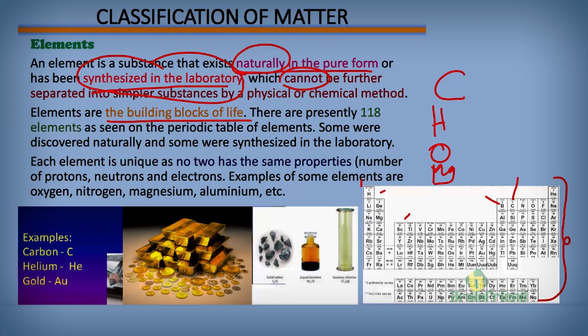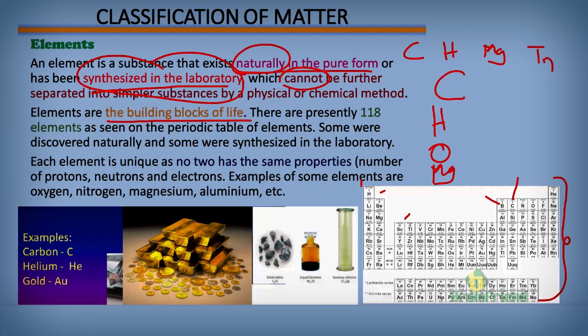So each element is unique, as no two have the same properties. Carbon has different properties from hydrogen, which also has different properties from magnesium, which also has different properties from tin, and the list goes on and on. This is because of what? Those subparticles they possess that really make them unique. Those subparticles are the electrons, the protons, and the neutrons. Each of these elements has a certain number of protons and electrons that is different from another element.